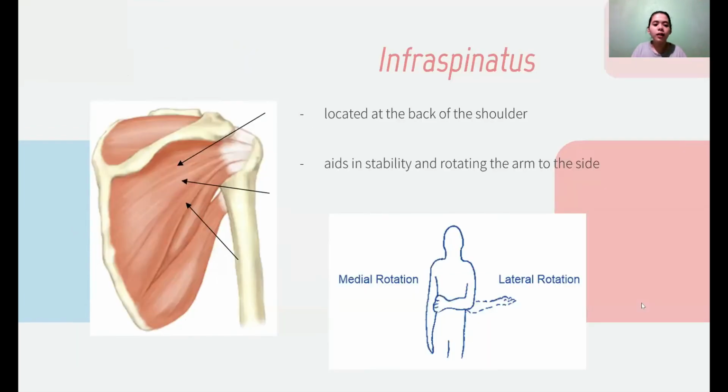Cool. Okay. Next, the infraspinatus. It's located at the back of the shoulder. See, you didn't see any infraspinatus at the anterior part because they're at the back. Okay, and they aid in stability and rotating the arm to the side. It just goes to the side, lateral rotation. Side means lateral side. So they're here, like there's 3, and they help you move your arm to the side.